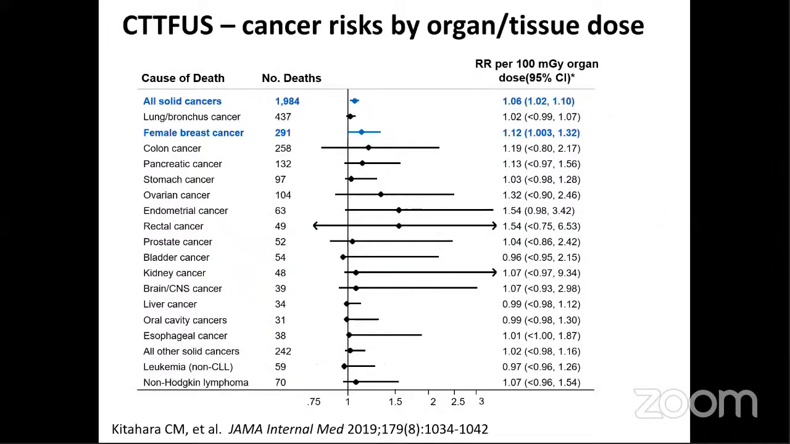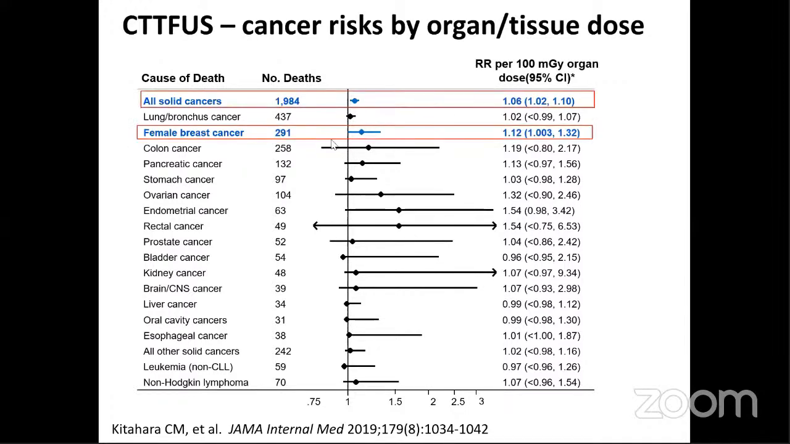So shown here are our main results, the relative risks at 100 milligray relevant organ tissue dose by cause of death. And this corresponds to table 3 in our manuscript. So you'll notice that we saw a statistically significant positive association for all solid cancer death combined. So a 6% increase in risk for every 100 milligray stomach dose. And for female breast cancer, we found a 12% increased risk for every 100 milligray breast dose.